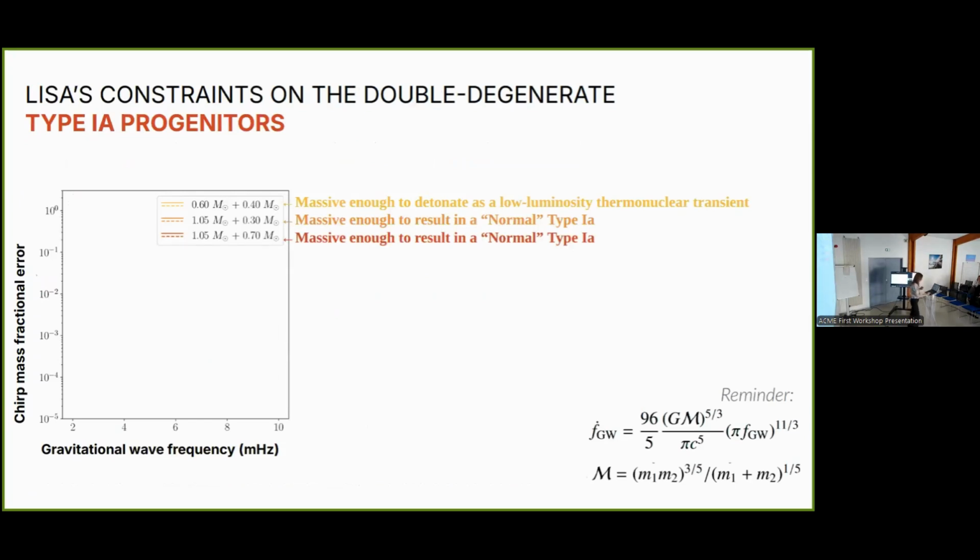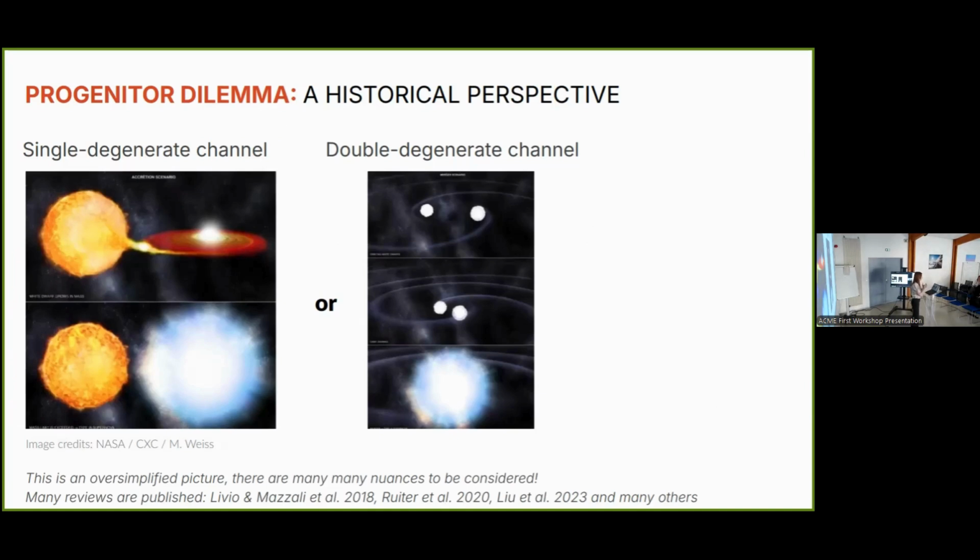So first of all, coming back to here, we can count how many binaries LISA can see. That already provides us a constraint on whether there are enough double degenerates in our galaxy to make up for all type 1a supernova rates. But we can do better.